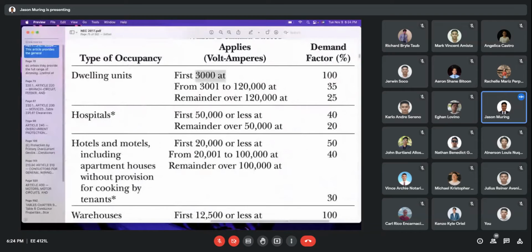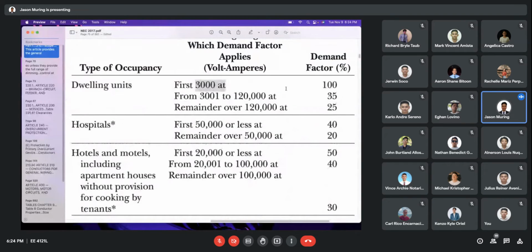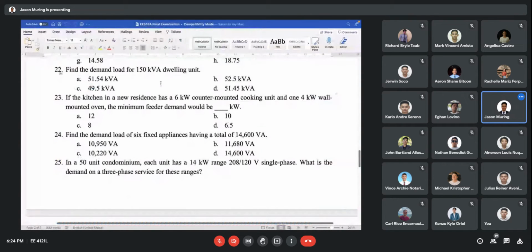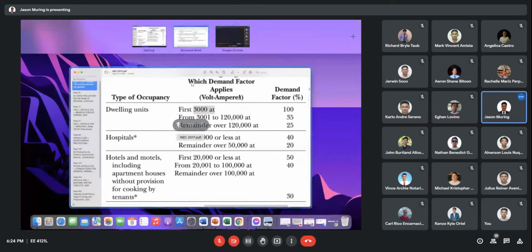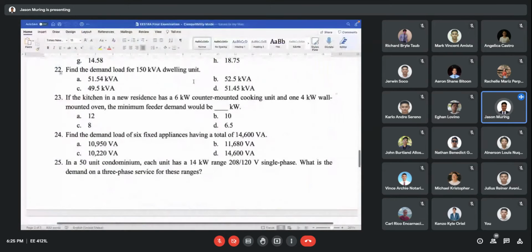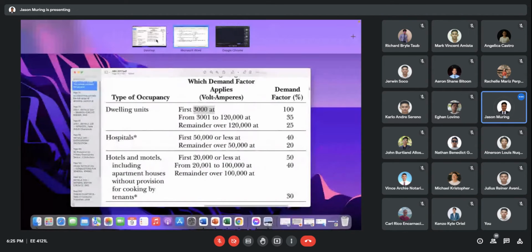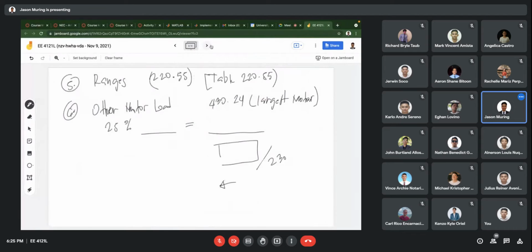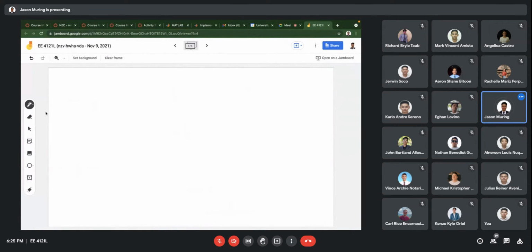Again, we have the first 3,000 at 100%, then 3,000 to 120,000 at 35%, then over 120,000 at 25%. How about the given? The given is 150, so therefore it exceeds 120. If we are to solve this one, let's have our solution. We are given 150 kVA, but we have to break it down.